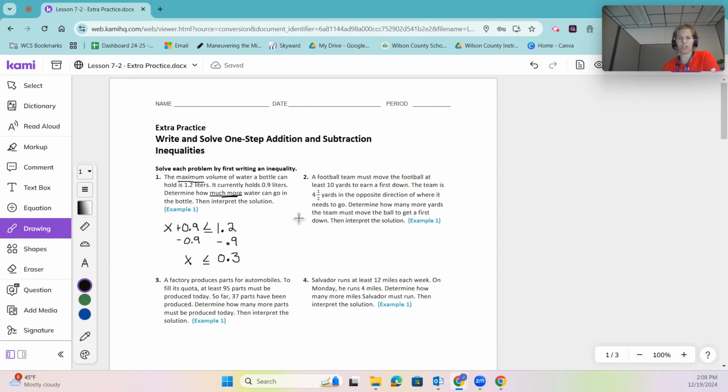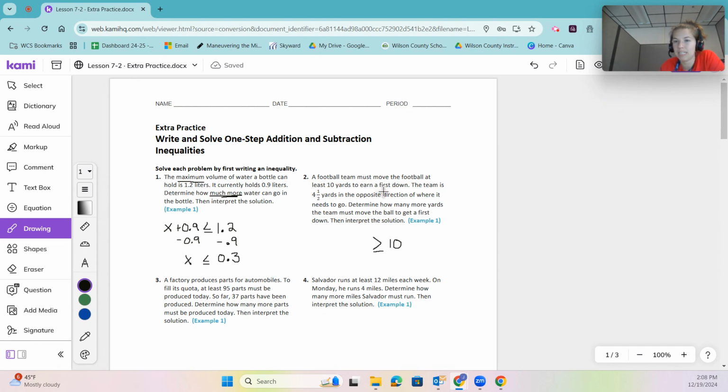Okay, let's take a look at another one that's similar. A football team must move the football at least 10 yards to earn a first down. Okay, so at least, so the smallest amount it can earn is 10. That means the amount that they earn must be greater than or equal to 10 yards in order to get a first down. The team is 4.5 yards in the opposite direction of where it needs to go. Determine how many more yards the team must move the ball to get a first down.